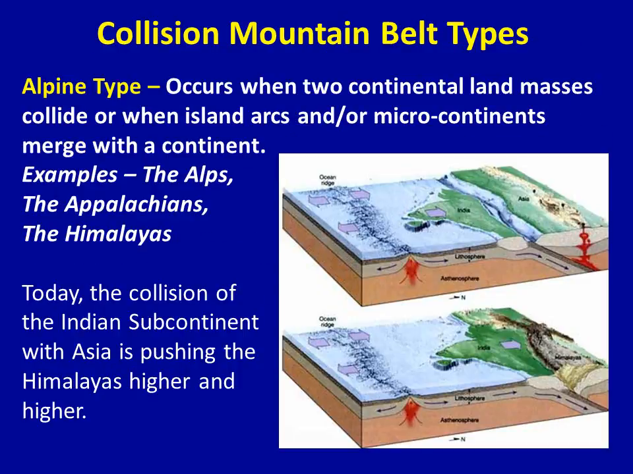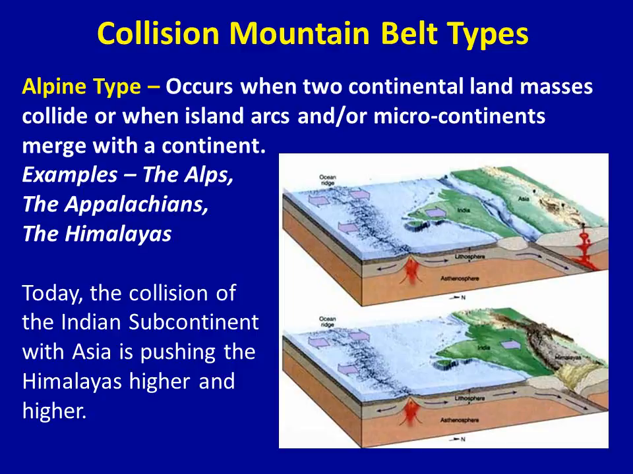There's also an alpine type of mountain building, and this occurs when two continental landmasses collide or when island arcs and microcontinents merge with a continent. Examples of this would be the Alps in Europe, the Appalachian Mountains, and the Himalayan Mountains in Asia. A perfect example today is the Himalayas, because it's being created as the Indian subcontinent has moved northward across the Indian Ocean and collided with Asia.